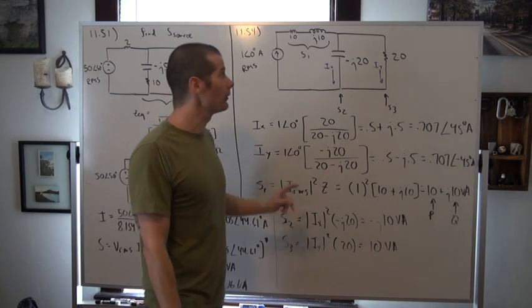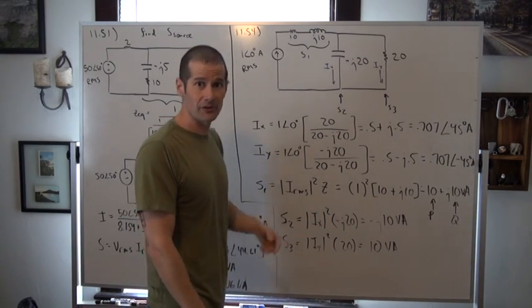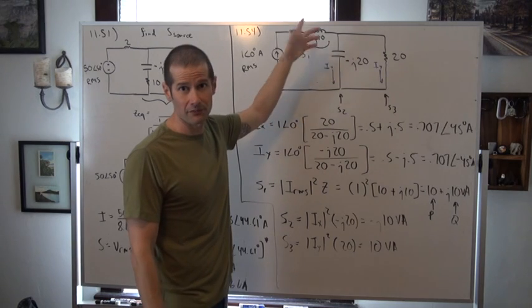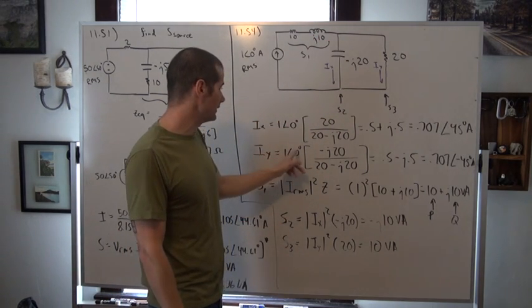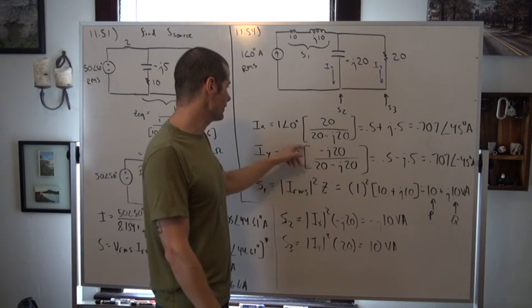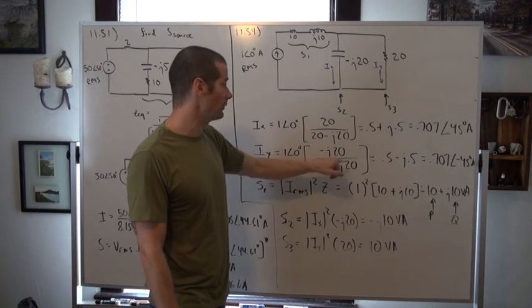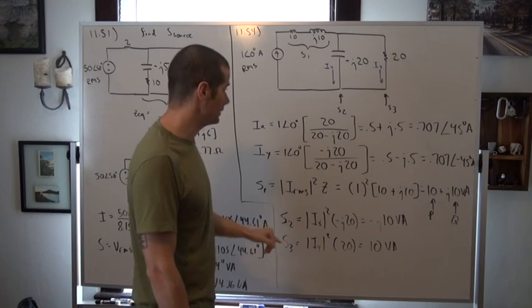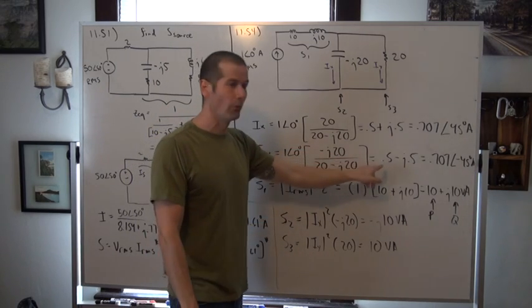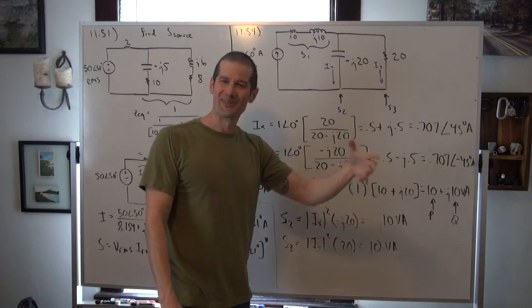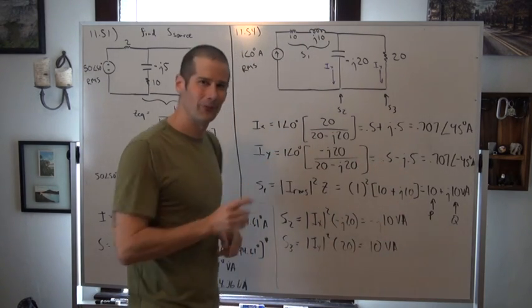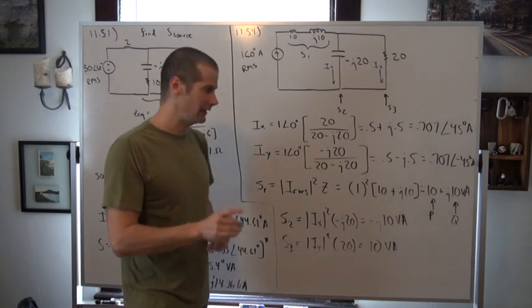For Iy, or the current flowing through the 20 ohm resistor, now we use the opposite branch, which is negative j20, and so we get Iy is equal to 1 at an angle of 0 degrees multiplied by negative j20 over 20 minus j20, and that's equal to 0.5 minus j0.5, which comes out to be 0.707 at an angle of negative 45 degrees amps.